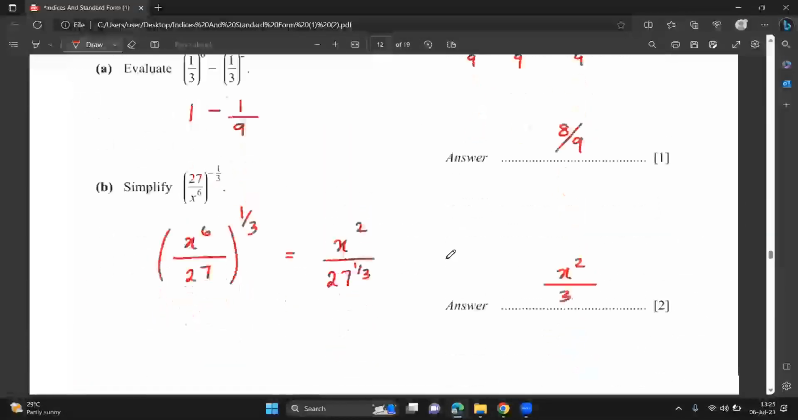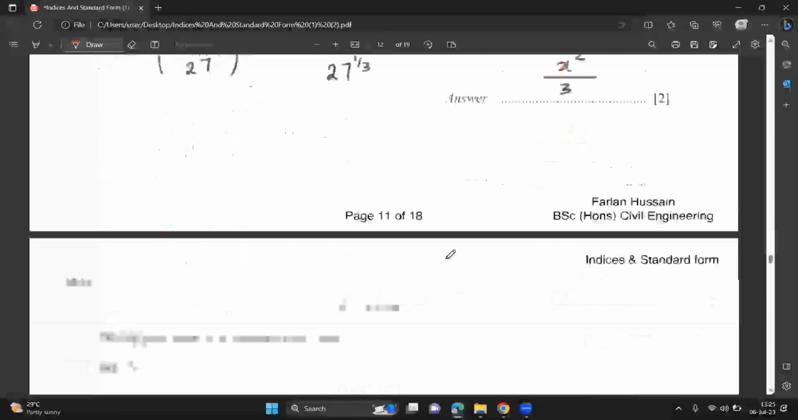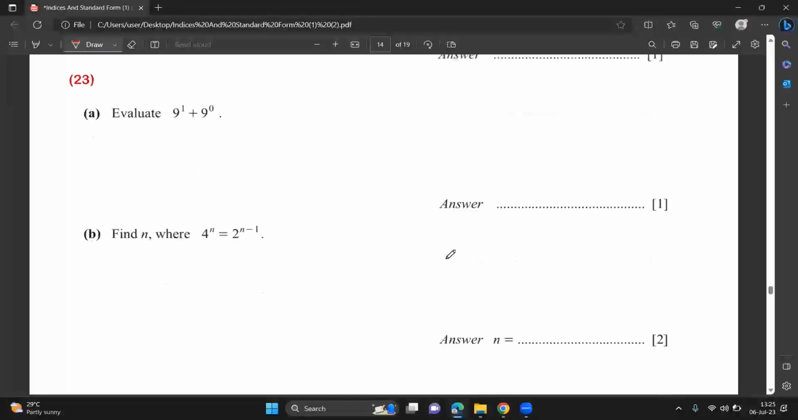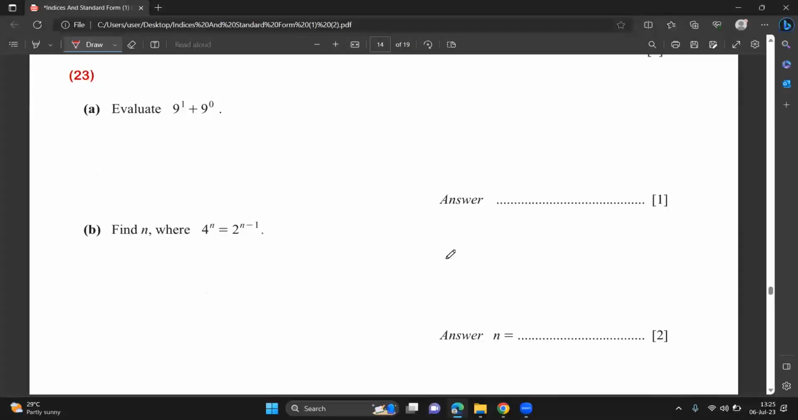Done copying? Next question. Please move to question number 23. Question number 23. 9 to the power 1 is equal to? 9 to the power 1 is equal to? 9 to the power 0 is equal to? 10.